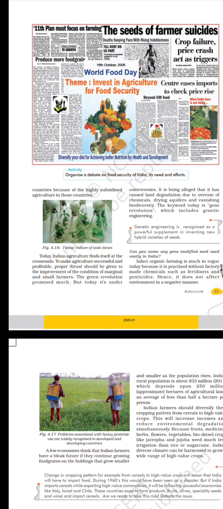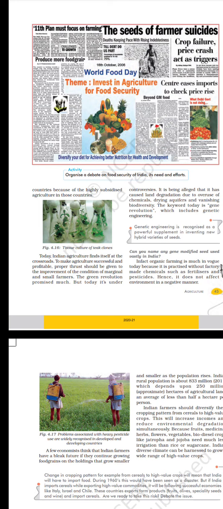Activity: organize a debate on food security of India, its need and efforts. World Food Day theme: invest in agriculture for food security. 11th plan must focus on farming, produce more food grain. The seeds of farmer suicides, crop failure, price crash act as triggers. Center is to support to check price rise. Diversify your diet for achieving better nutrition for health and development. Activity: organize a debate on food security of India, its need and efforts.